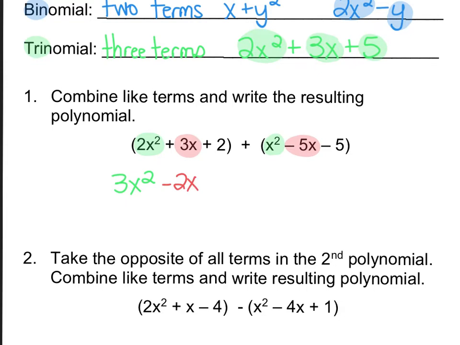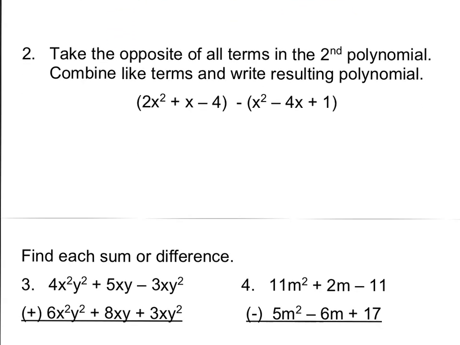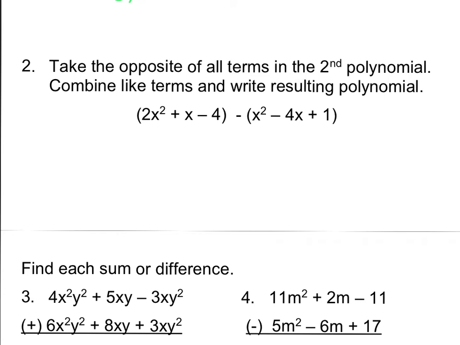And then finally, we have positive 2 minus 5 for negative 3. So our resulting polynomial is 3x squared minus 2x minus 3. So that's if we're adding. If we are subtracting, we're going to take the opposite of all terms in the second polynomial, and we're going to combine like terms. So it's just as if you were distributing this negative throughout that second polynomial.